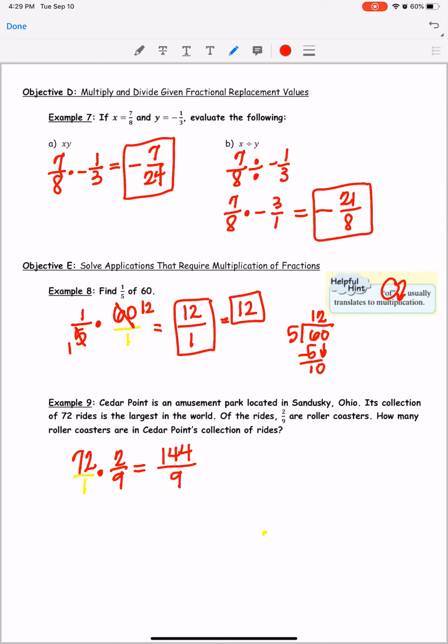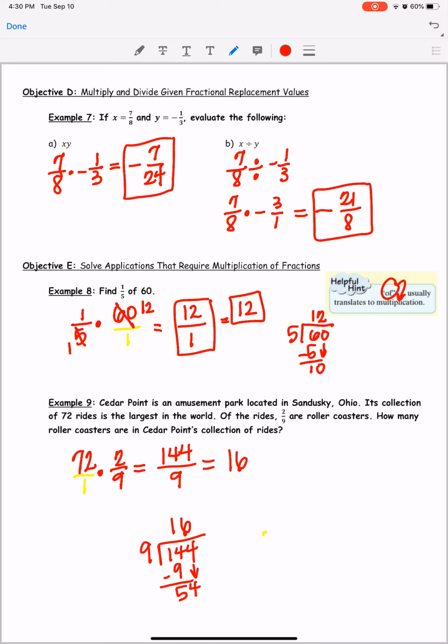So divide. How many times does 9 go into 144? 9 goes into 14 one time, which gives me 9. Subtract to get 5. Bring down your 4. 9 goes into 54 6 times. And so my final answer here is 16.